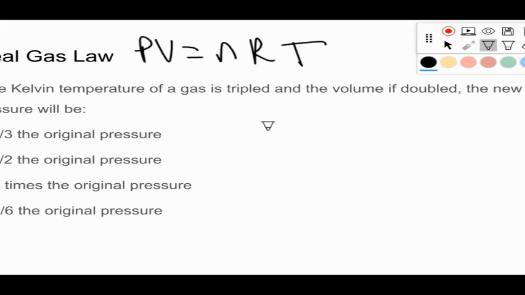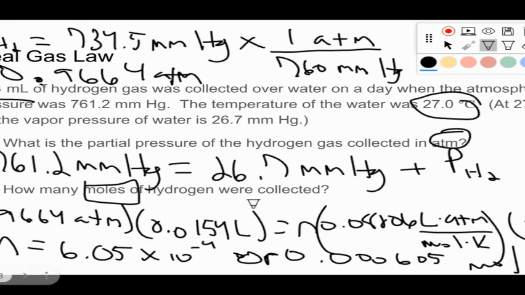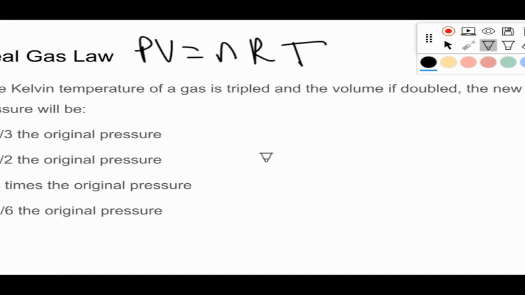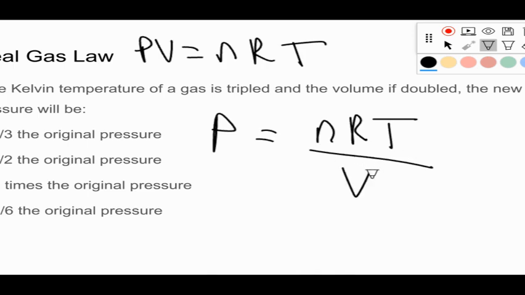I often plug and chug into equations, like back here. I plugged it in and solved it out, but I could have very well set it up as n is equal to PV divided by RT. I could have set it up like that before I solved it. And that's what I recommend on problems like this that are asking about fractions. So I need to know what the pressure is. So to solve for my pressure, it's going to be nRT divided by V. That's how we're going to solve for pressure. And so this is saying that I tripled my temperature, which means this is 3 times whatever it was, and I doubled my volume.